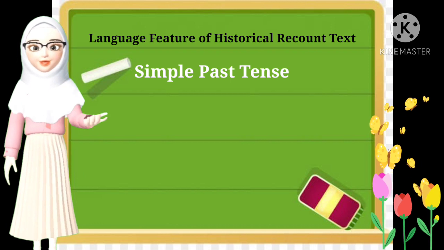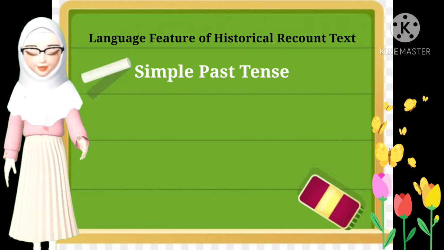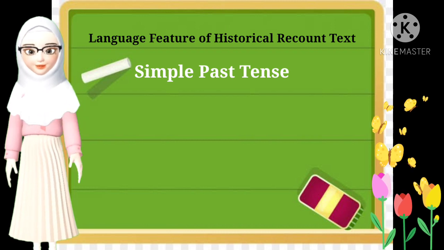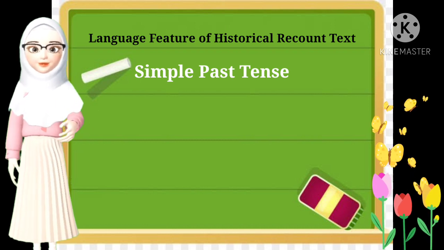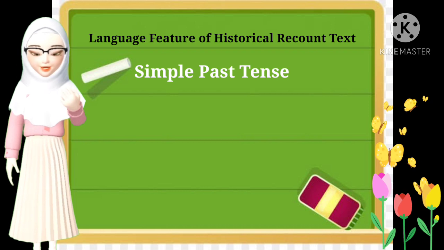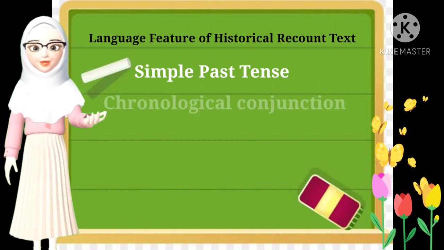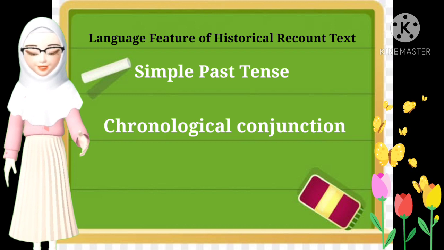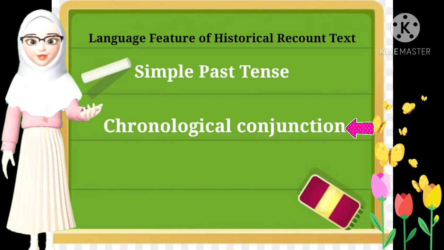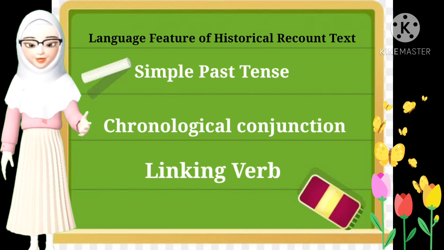And then, if we see the historical context, the text tells us about the event that happened in the past time in chronological sequence, right? So, we need some conjunctions, right? What conjunction is it? It is chronological conjunction. So, the next language feature of historical context is chronological conjunction. And the third one is that historical context uses linking verbs.